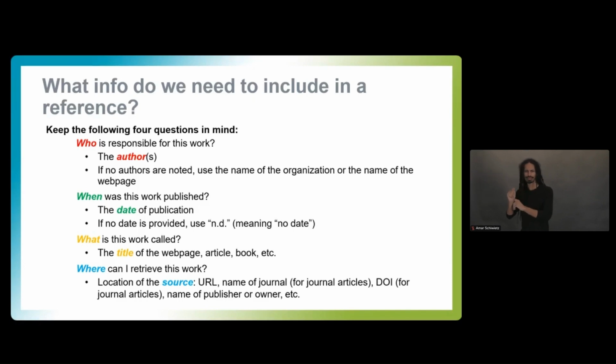And then where? Where can I retrieve this work? This is the location of the source. This could be a URL, the name of the journal, a DOI, the name of the publisher or owner of the website. So really, these are the four key things you need to keep in mind when you're looking for information for your reference entry: the who, the when, the what, and the where.